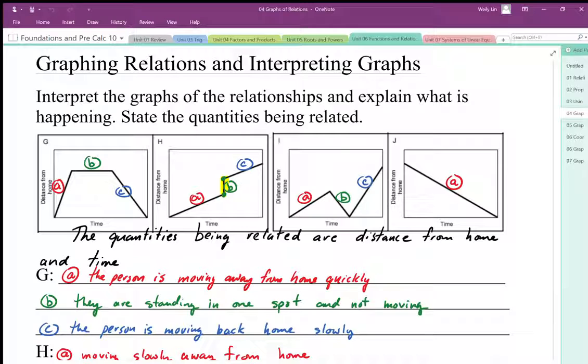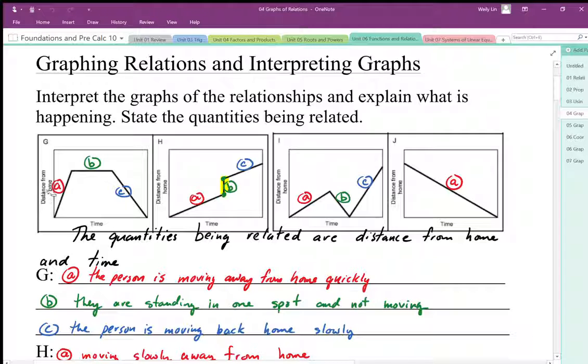When graphing relations and interpreting these graphs of relations, it's really important to understand what these graphs are actually telling us. So what we want to do is make sure when we look at these graphs, we know what is being compared. The first thing we want to do is compare the two quantities being compared or related, and we look on the y-axis.